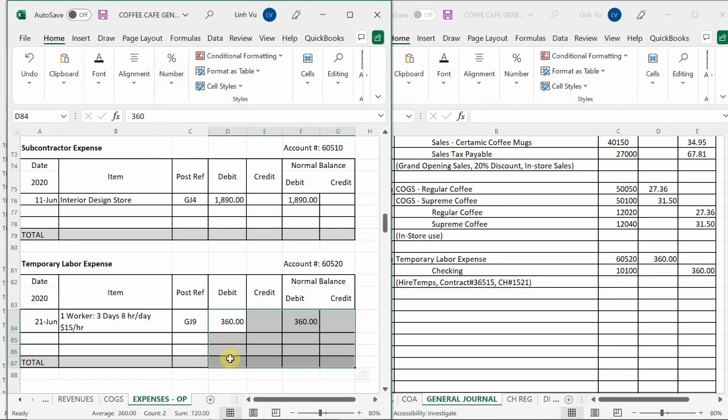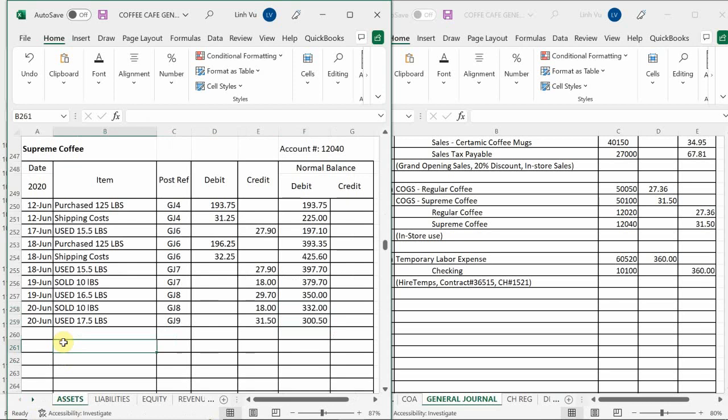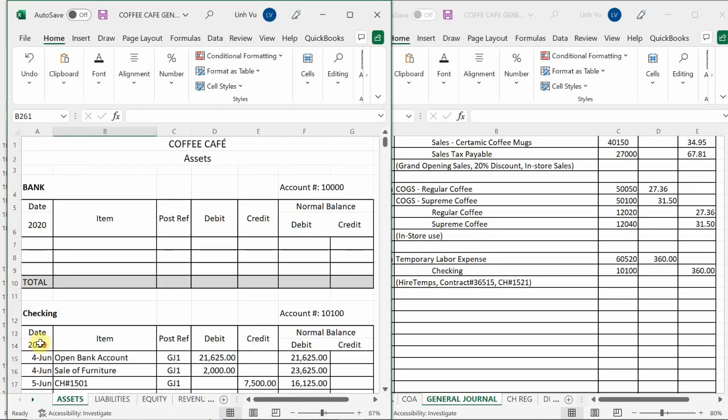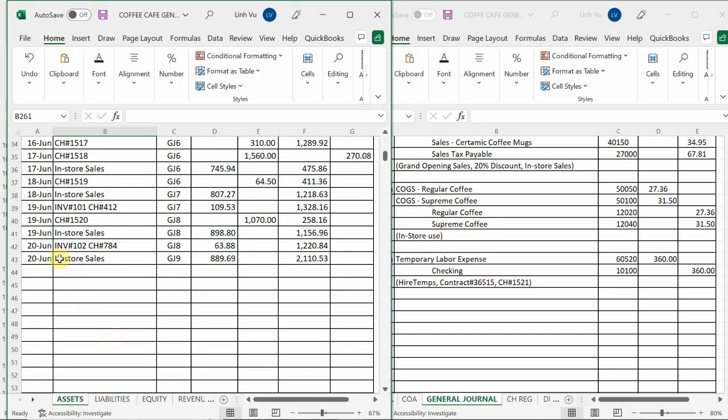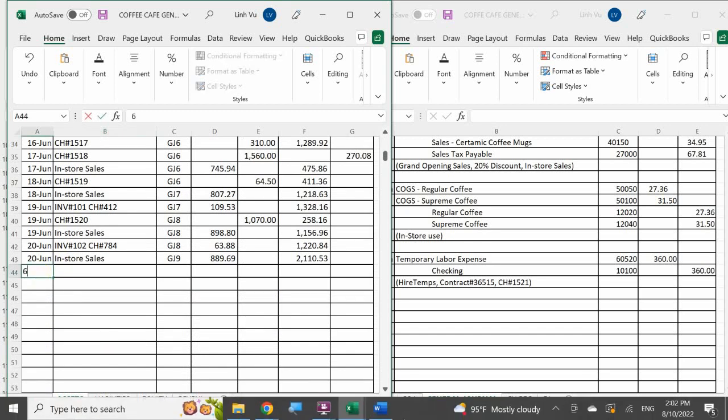Okay. And then we go to checking on the asset. And then it's check number 1521.